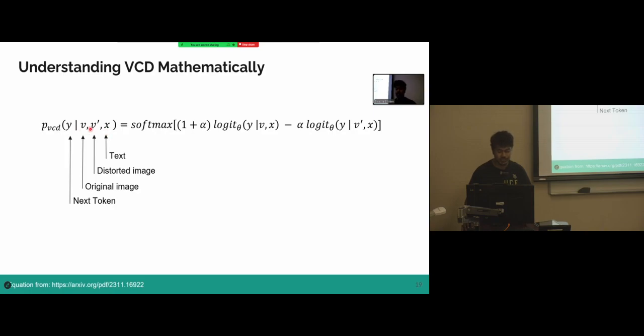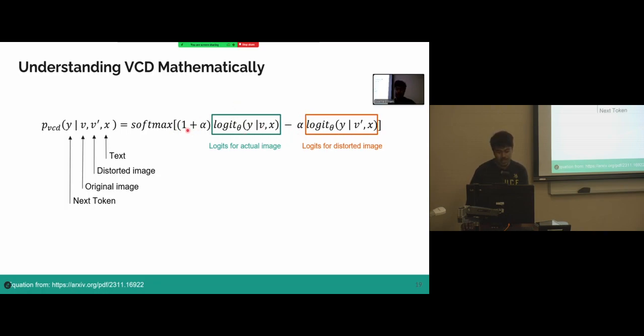V is our original image, V prime is the distorted image, and we want to get the distribution for the next token. On the right-hand side of this equation, we have the logits for the actual image with V, and the logits for the distorted image with V prime, and we simply take the subtraction. Alpha here is just a hyperparameter that regularizes how much we want to remove from the actual image.